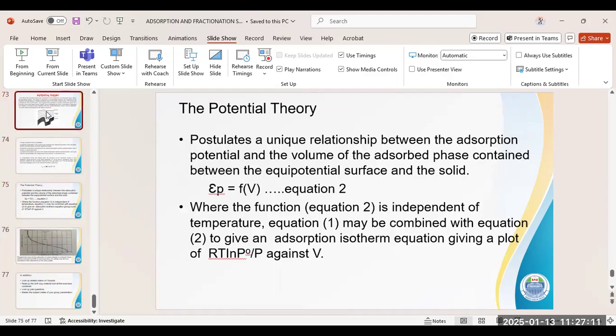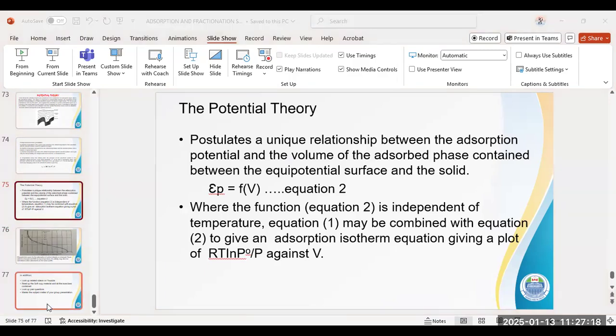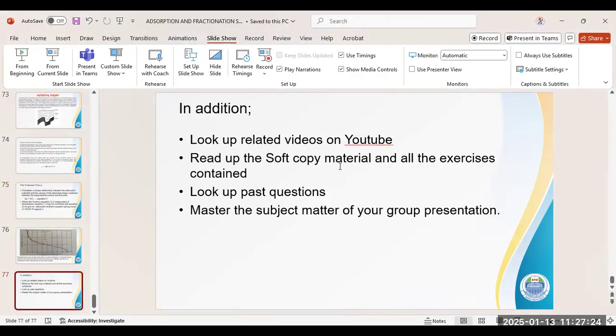I want you to look up other videos on the potential theory as relates to adsorption. It's quite an interesting one. Further, I would like you to also look up related videos on YouTube. Look up your soft copy materials and all the exercises contained in it. Look up past questions, and then your group presentations. Please try as much as possible to master the subject matter of your group presentations.